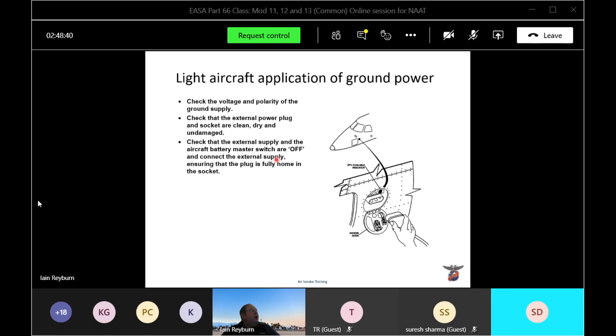Okay. When we're putting DC on, check that the external power and the aircraft battery master switch are off. Connect to external power and make sure the plug is fully home. Why do we make sure the plug is fully home, or fully in? It's for this small plug to mate or connect with the small pin in the external plug, so we get that hold-off relay made.